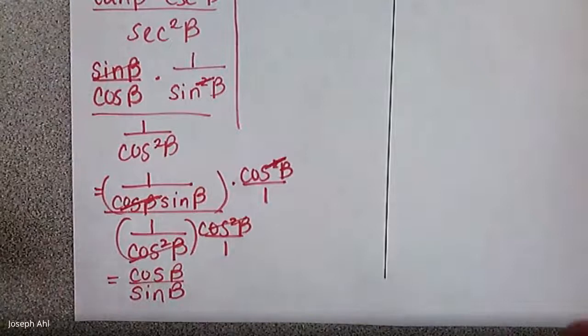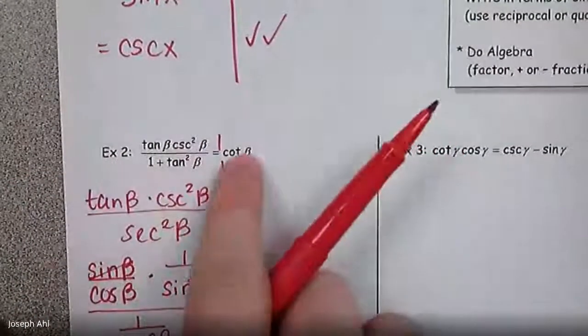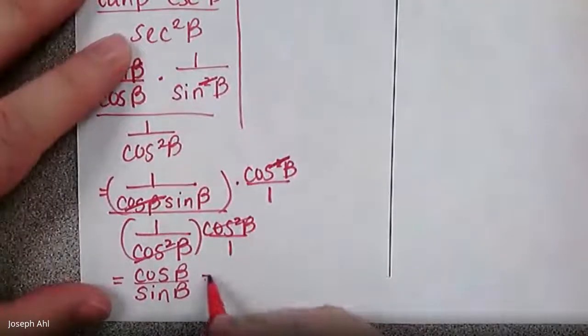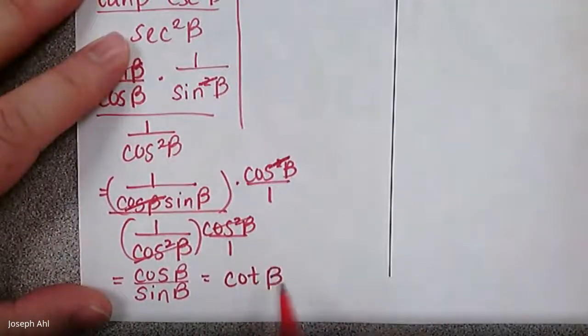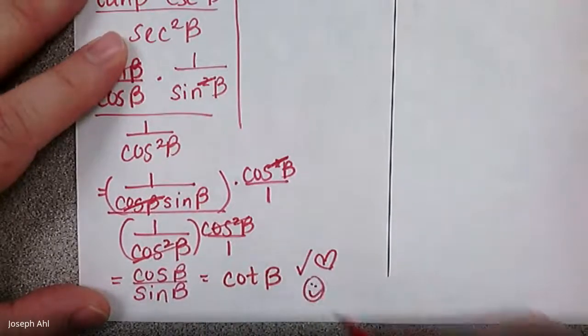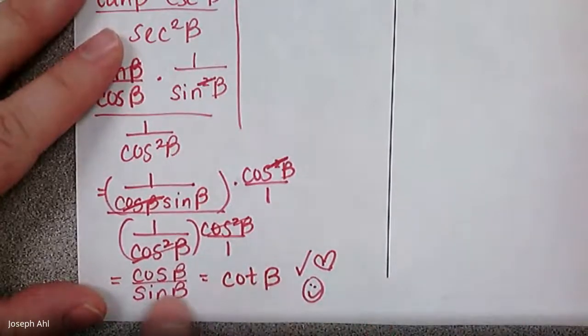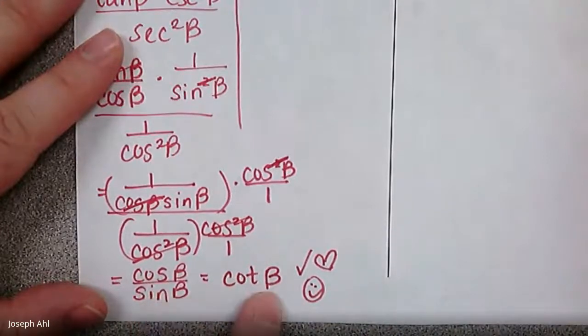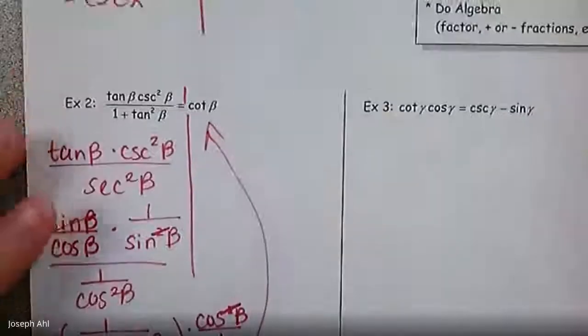Now, all along the way, I want you to think, what am I actually trying to prove this crazy mess equals? I'm trying to prove it equals cotangent. Is cosine over sine equal to cotangent? Sure is. It's a quotient identity. Check it, put a heart, a smiley face, whatever you want. When I get down to that last step, cosine over sine is in fact cotangent, and that's exactly what I have on the other side.